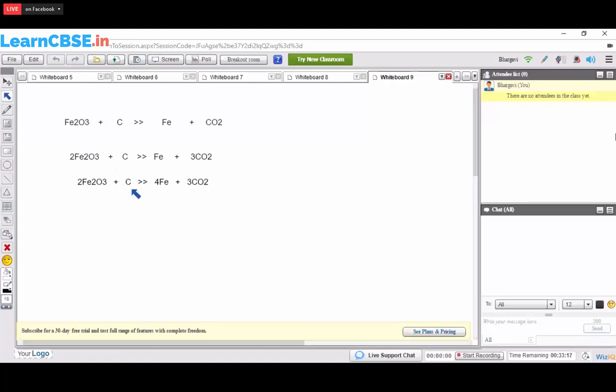Here it is only 1 carbon. Here 3 carbon atoms are present. So we have to place the 3 in front of the carbon here. 2Fe2O3 plus 3 carbon gives 4Fe plus 3CO2. So we have to check it. 2 times 2, 4. 4Fe. Here also it is 4Fe. And here it is 6 oxygen. Here it is also 6 oxygen. And 3 carbon. And also here it is 3 carbon. So now the equation is balanced.